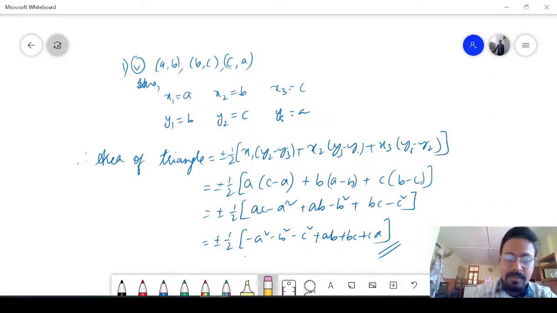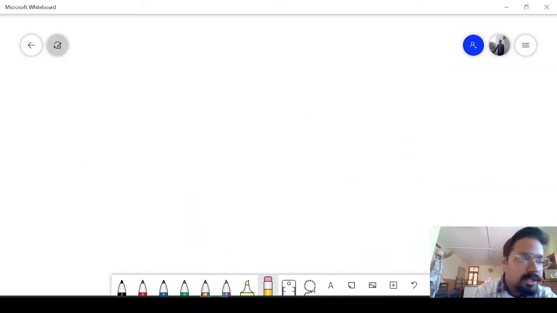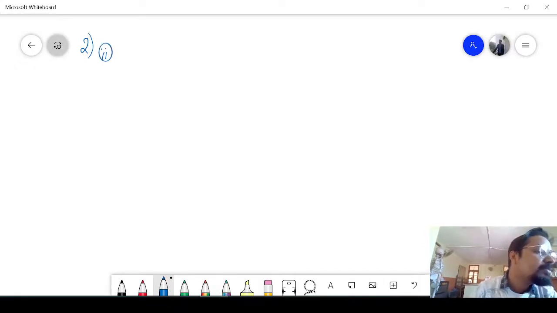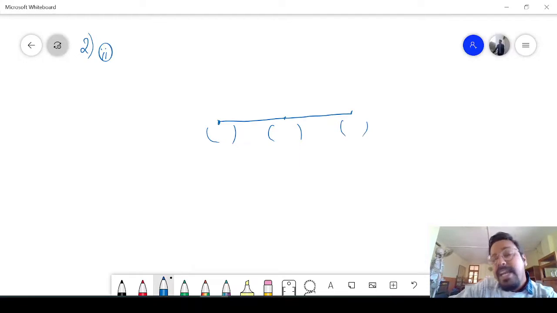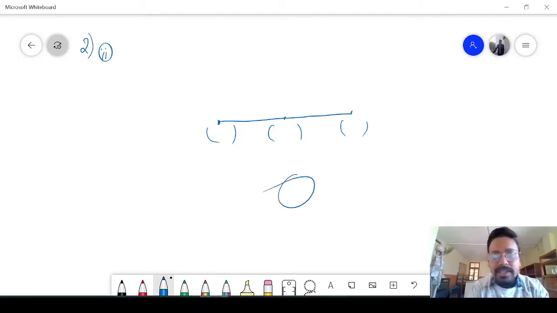Okay, let's move on to question number 2. There are 3 questions, I'll be doing one. Let us do question number 2, Roman 2. Show that the points below are collinear. Now, in case of collinear points, what happens? If 3 points are collinear, that means they form a straight line, they don't form a triangle. So if I use the 3 coordinate points and try to find the area of the triangle, a straight line is not a triangle, so the area will be 0.